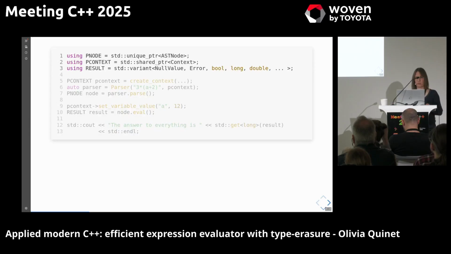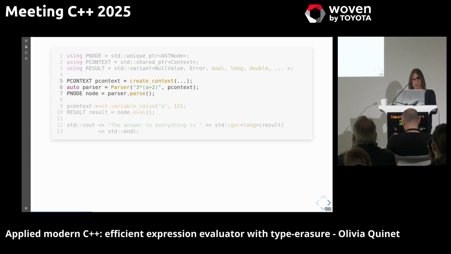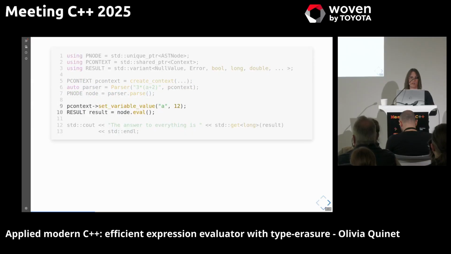So in your code, more or less, you have something like this. You define a node as a std::unique_ptr to the base class. Same for the context, and the result will be, for example, a std::variant of the different possible values that you have to handle. So you create the context with all the values, you create a parser with the context, then you have your root node at line 7, you set the context, you obtain the result, and the answer should be 42.